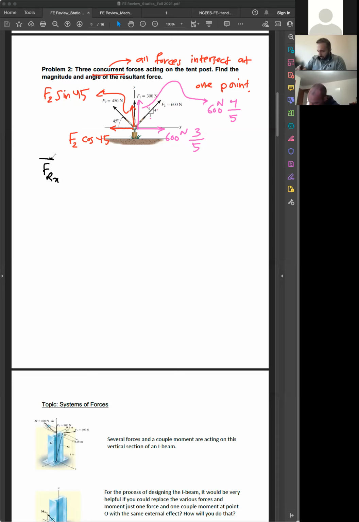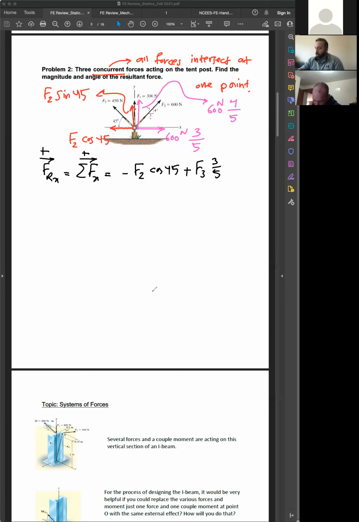Your FRX, this direction positive. Also, you can show this with this way of showing: summation of forces in X direction, and I will say right part positive. So what do you have? Starting with this one, it is left part, so negative. F2 is 450, F2 cosine 45. You have no other horizontal force except the 600 times 3/5 plus F3 3/5.